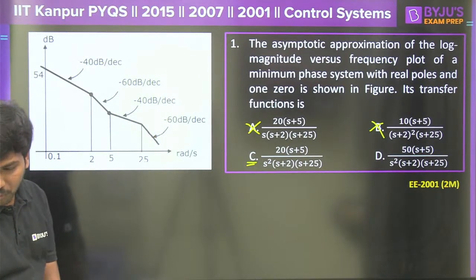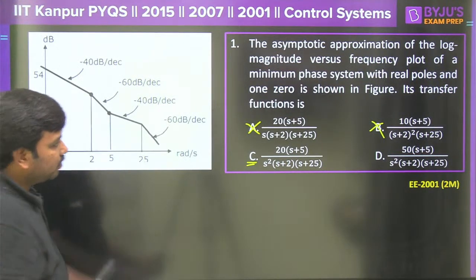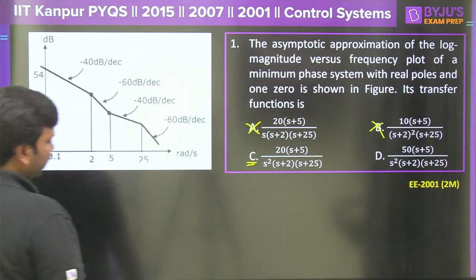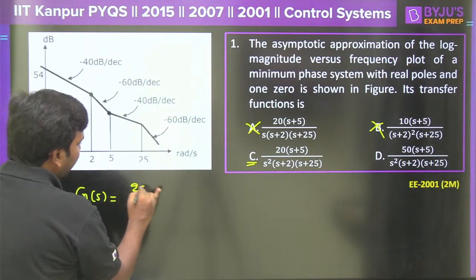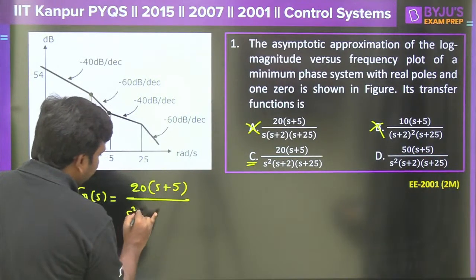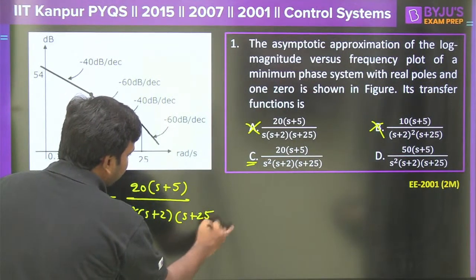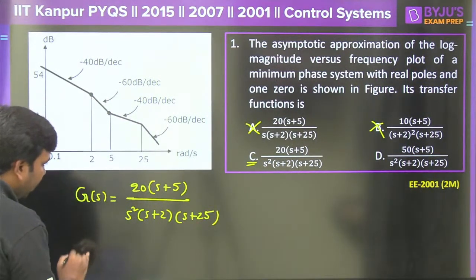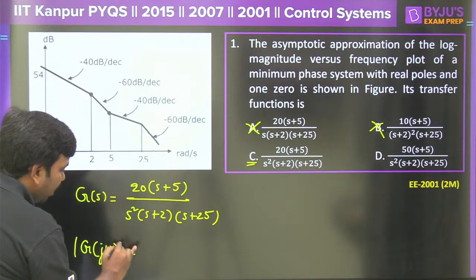Rajesh, C or D, correct. Ritik, Pramit, Rajesh, you check it clearly, right? So when you take C here, G(s) is equal to 20 into (s plus 5) divided by (s square plus s plus 2) whole into (s plus 25), correct? Now if you substitute j omega and take the magnitude of G(j omega), all this, what is it going to become?